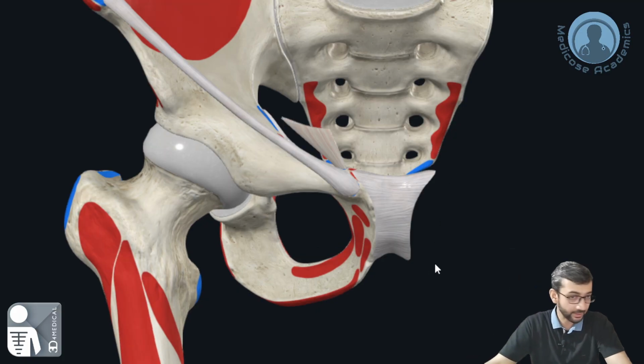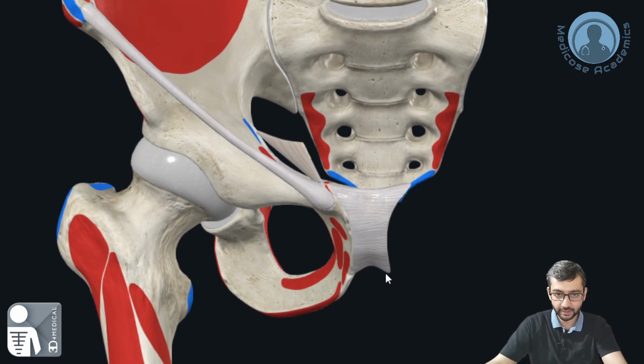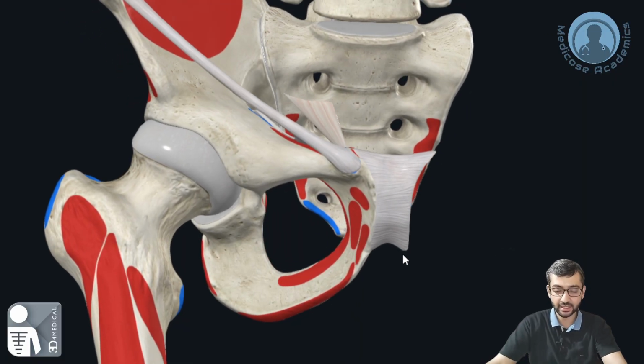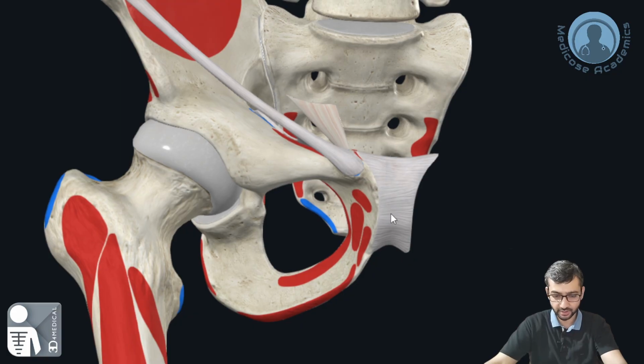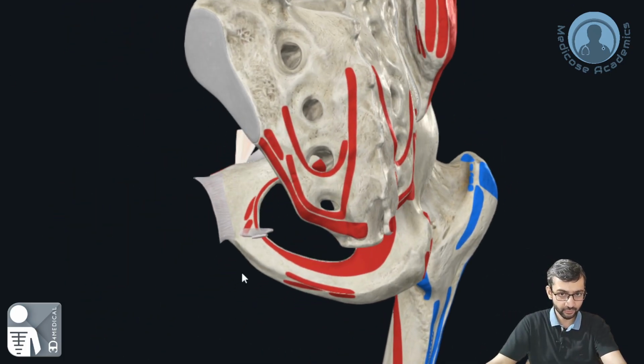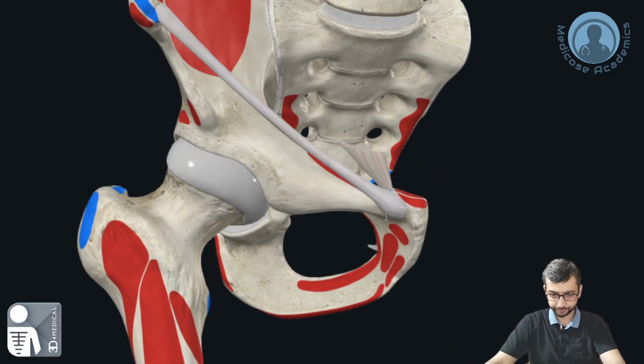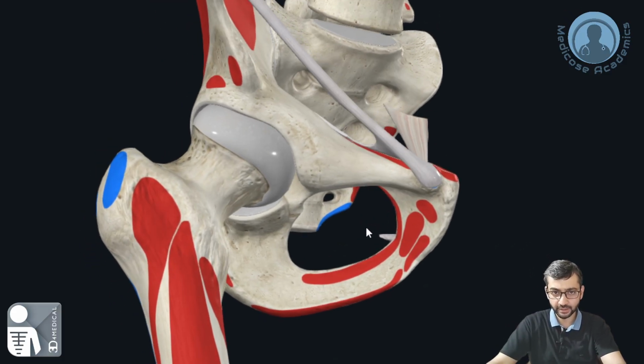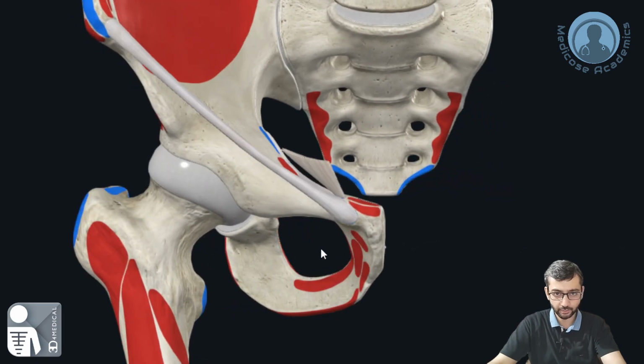So here I am with all the ligaments. So let's follow it. Simplest and easiest to follow are the pubic ligaments. These are the four ligaments that are present between the pubic bones. From the front, the anterior pubic ligament. From the top, the superior pubic ligament. From below, the inferior pubic ligament. And from the back, the posterior pubic ligament. So these are the four ligaments that are between the pubic bones.